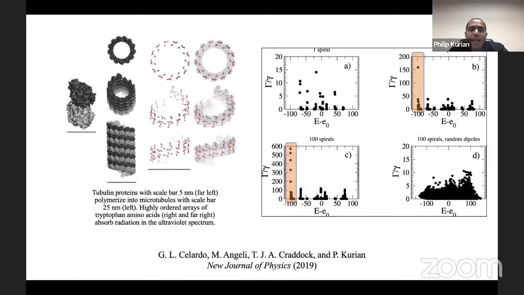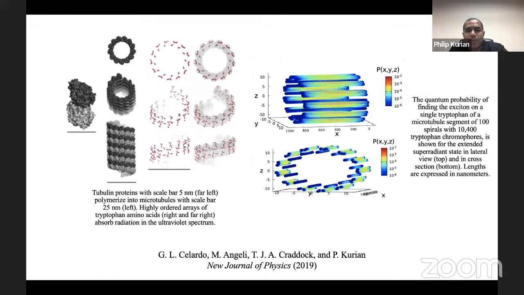So this was an intriguing find that also manifests this geometry in photosynthetic complexes, but in the visible spectrum. So there are many similarities between the arrangement of these complexes that absorb in the ultraviolet and those in photosynthetic complexes, or photosynthetic nanotubes, that absorb in the visible. Now, if you want a picture of how these look, we plotted the wave function, or the probability amplitude squared, of finding the exciton on a single tryptophan of this microtubule segment with 10,400 chromophores.